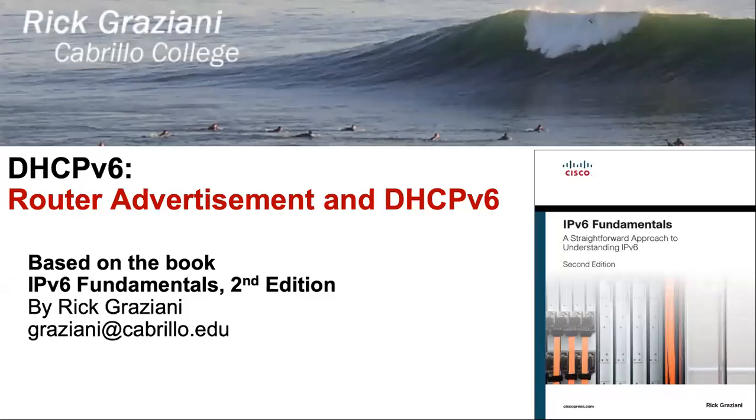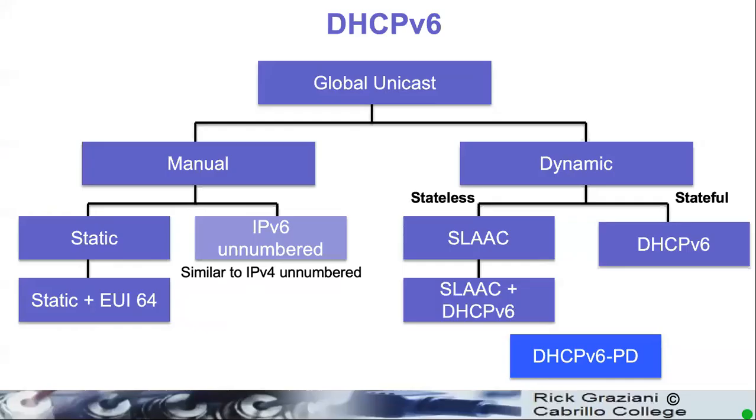Hi, in this video, we're going to start our discussion about DHCPv6. Let's start with the router advertisement and DHCPv6. Here it's showing the different ways that we can obtain an address dynamically or automatically in IPv6. As you can see under dynamic, we have stateless and stateful, and we'll explain that in a moment. So we're going to focus on DHCPv6.